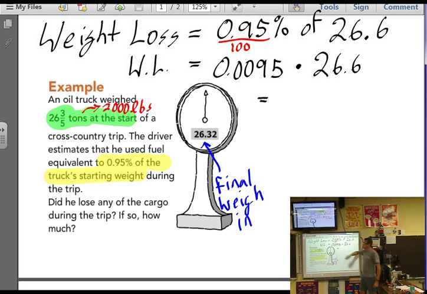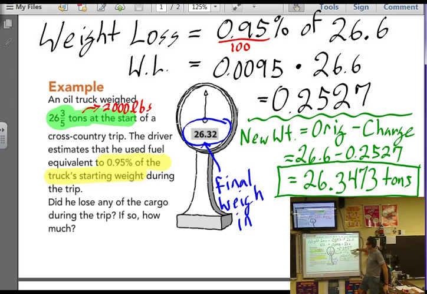26.6. So I want you to finish up this calculation and make your own determination based off this value right here being the weight that the truck weighed in at. So what I want you to do is figure out what the weight loss was and then calculate what should the truck weigh right now and see if this weight matches that. So pause the video, take a moment to try this on your own.